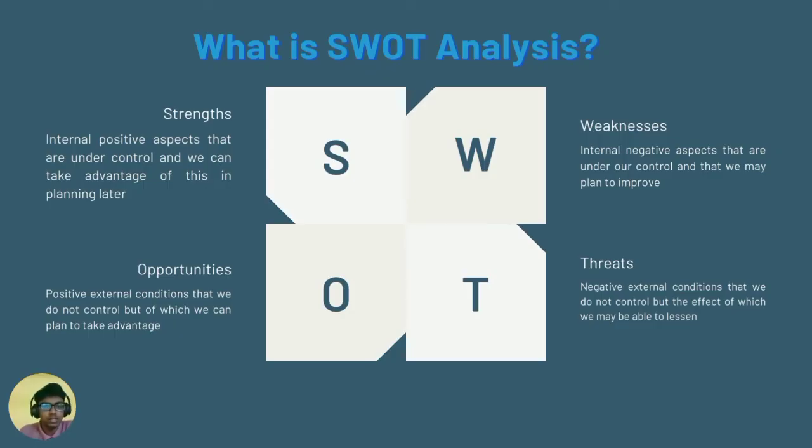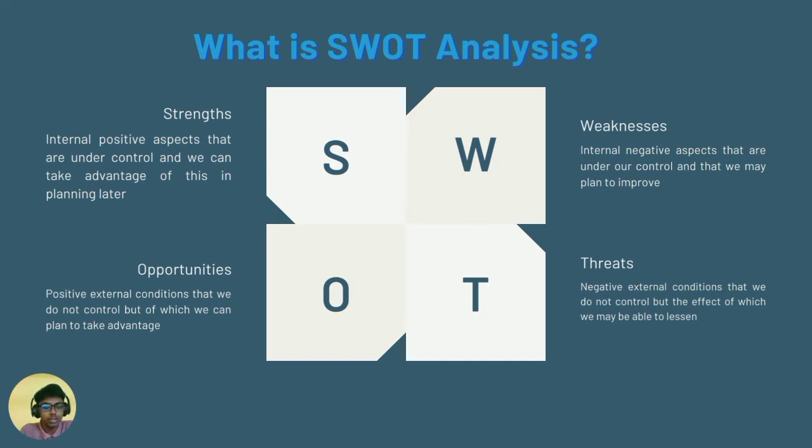Essentially, this is how the SWOT analysis is implemented. We can look at the left, which is strengths. In strengths, we look into internal positive aspects that are under our control that we can take advantage of during the planning later. But weaknesses are internal negative aspects that are still under our control, and we can plan to improve them.